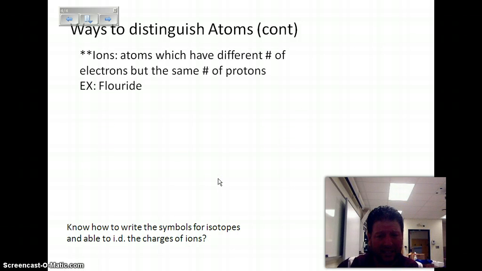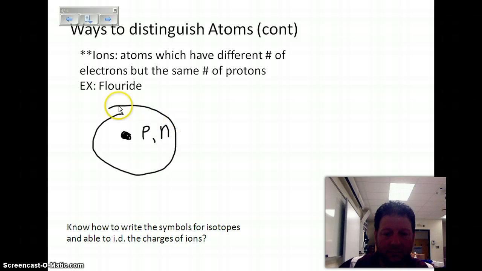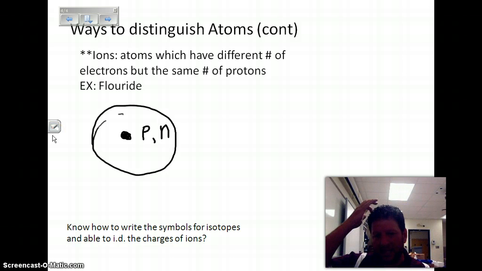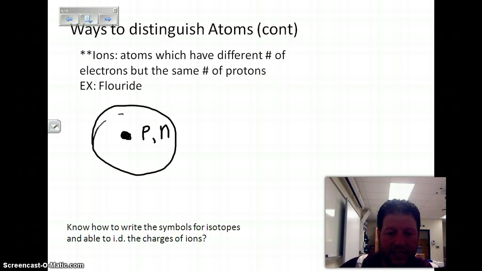And another way to distinguish between atoms is called ions. Ions are atoms which have different numbers of electrons but the same number of protons. For example, fluoride. With fluoride, we know that it has a nucleus, and we're going to color it in here. Inside that nucleus, it has protons and it has neutrons. And flying around the outside of that atom are the electrons. Excuse my awful drawing abilities. Basically, what we need to keep in mind is that when the protons equal the electrons, it's not an ion.